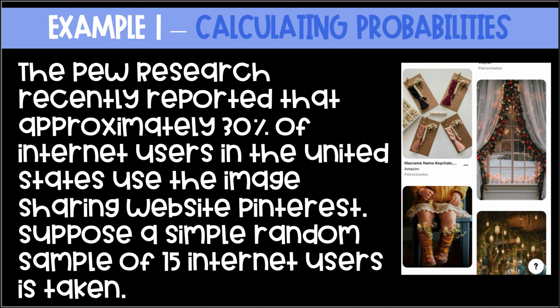I'm going to be using the same example from the first video where I introduced the binomial distributions of discrete random variables. The Pew Research recently reported that approximately 30% of the internet users in the United States use the website Pinterest. Suppose a simple random sample of 15 internet users is taken. Let's take the information that we're provided with and organize it.